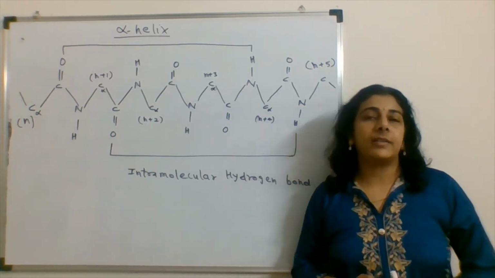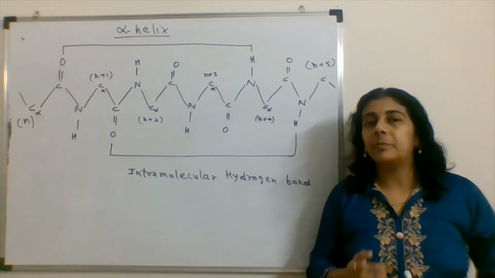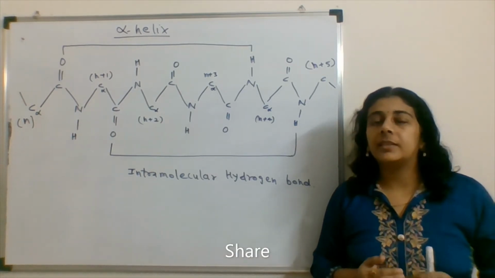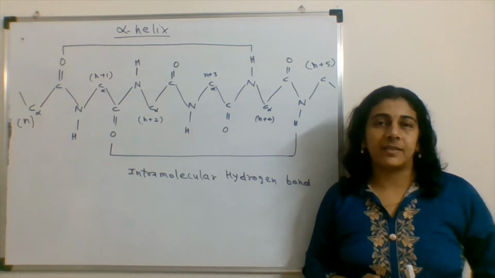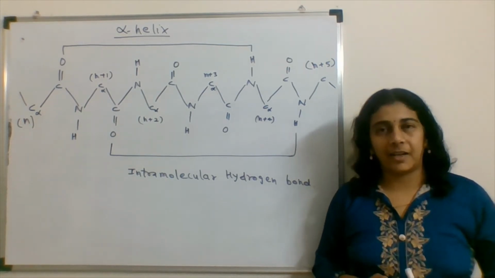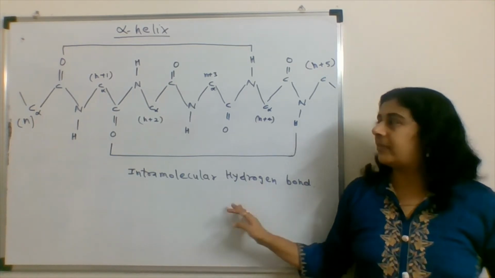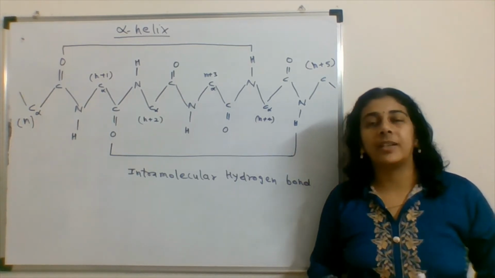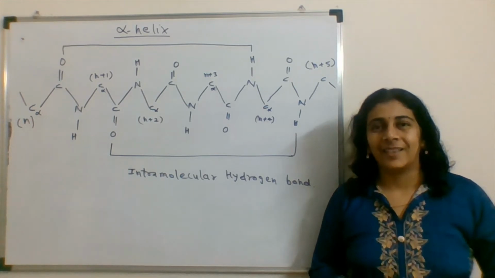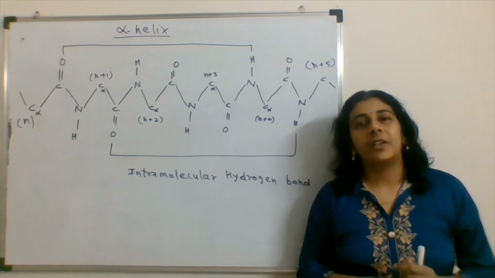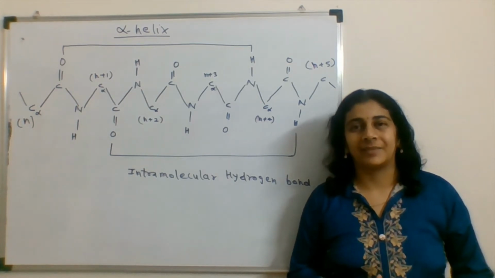Here, 3.6 amino acids are present per turn in an alpha helix. And in between this 3.6 amino acids, there are 13 atoms present. So that's why the alpha helix is also known as a 3.6-13 helix. It is giving a helical twisted structure in a protein.